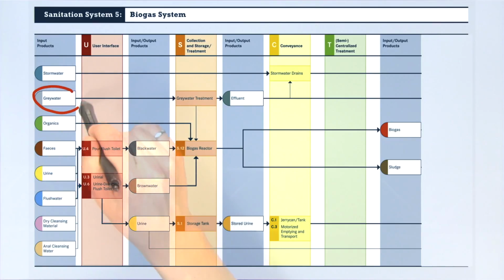Notice again that gray water is treated separately in a parallel treatment train at the top. This is to prevent the mixture in the biogas reactor from becoming too diluted. If a significant quantity of organics or animal waste is added to the reactor, some gray water could be useful.